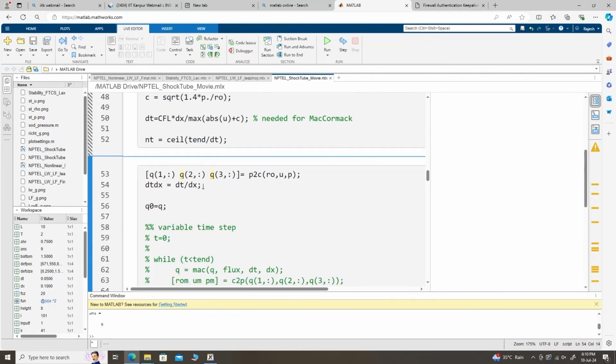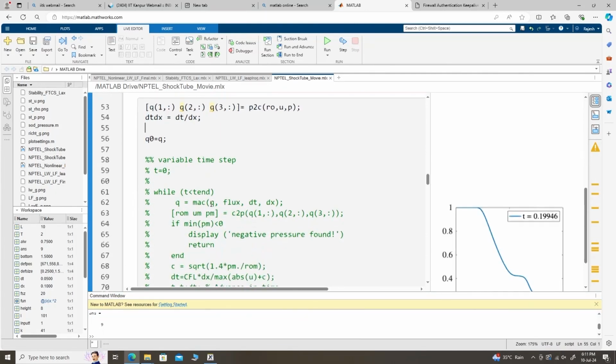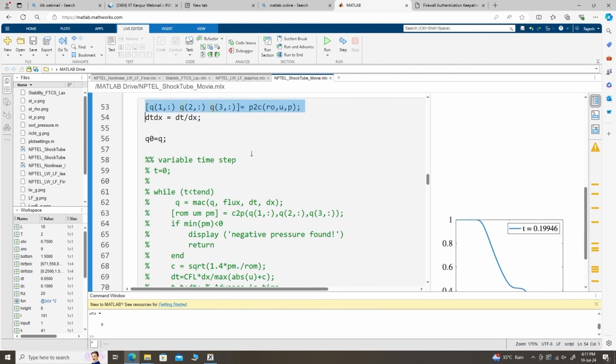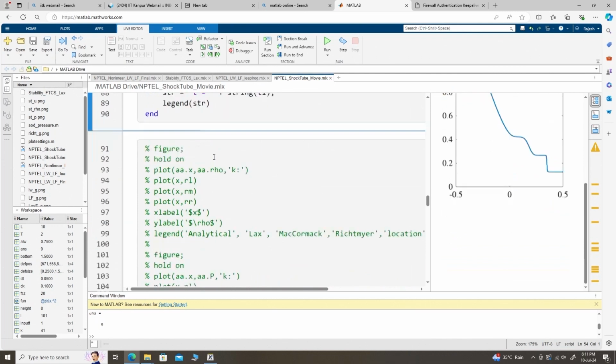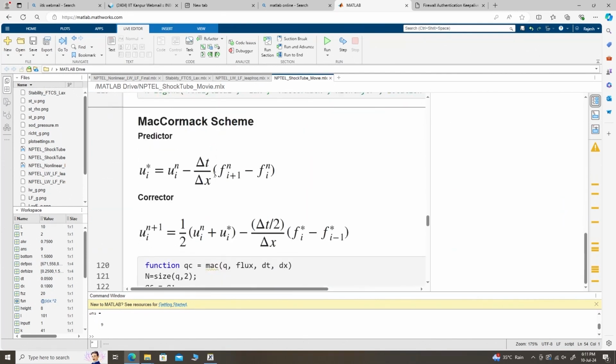After this we can start solving. From this rho, u and p, you can calculate the variables q1, q2, q3. This is what p to c does. And I will show you the schemes here also. So, the McCormack scheme.